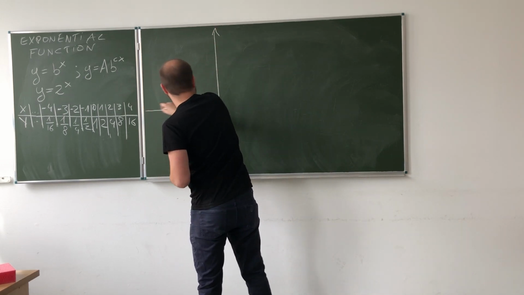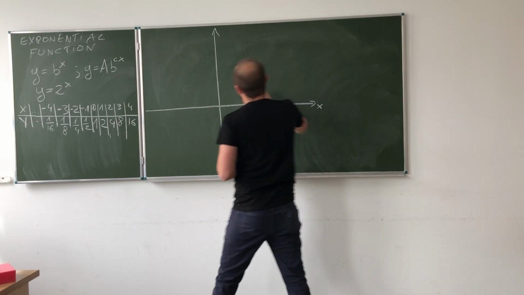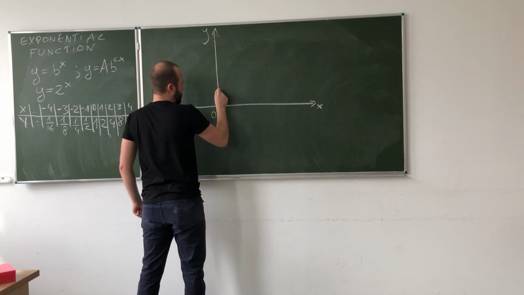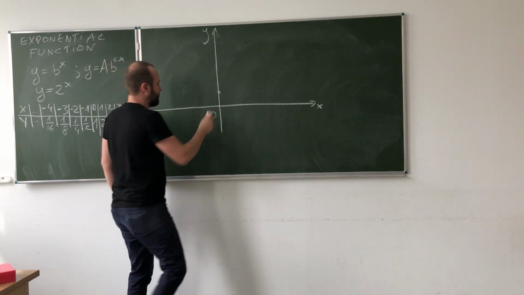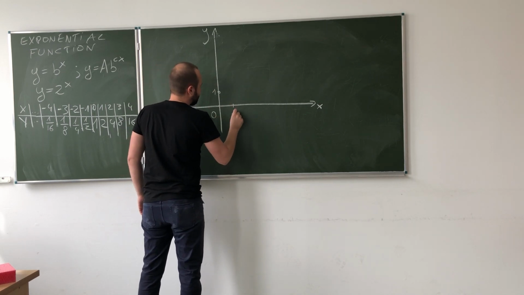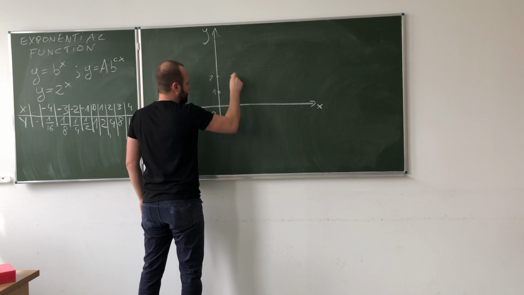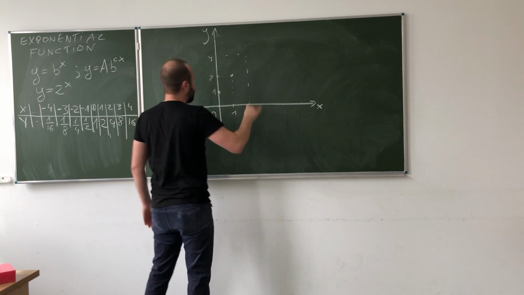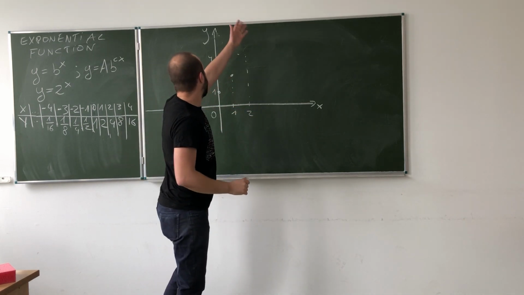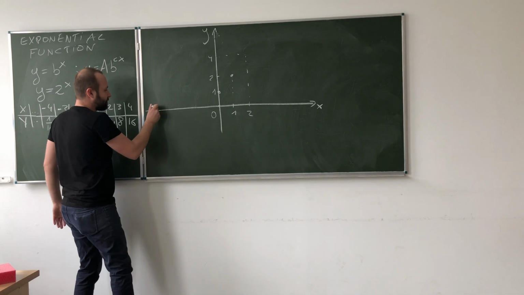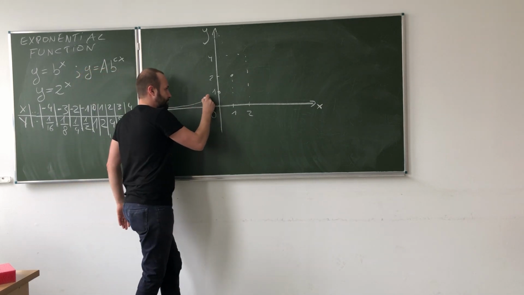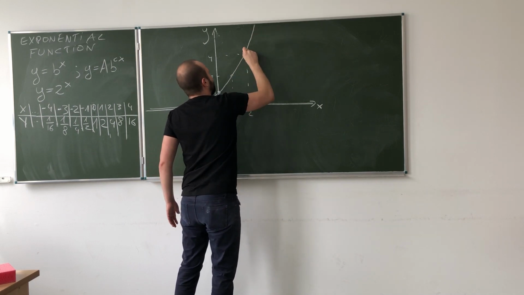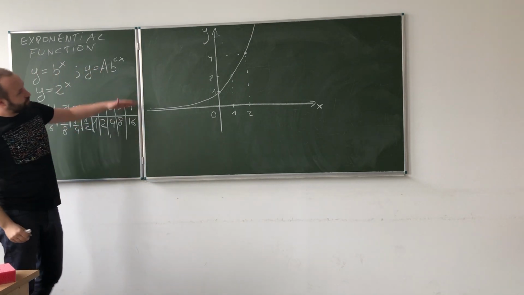Okay, so here's x, here's y, 0, and we know that when x is 0, y is 1, and when x is 1, then we get 2. With x equals 2, we get 4. And then for 3, we would have 8, and so forth. So in general, this function looks like this. And look, what do we see over here?